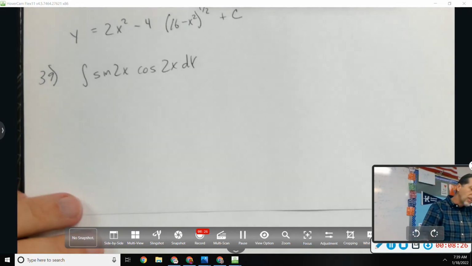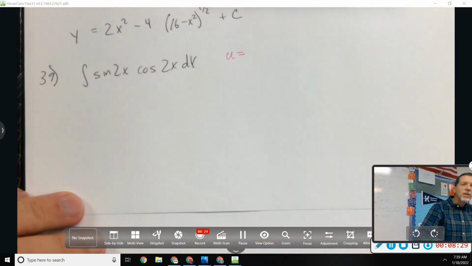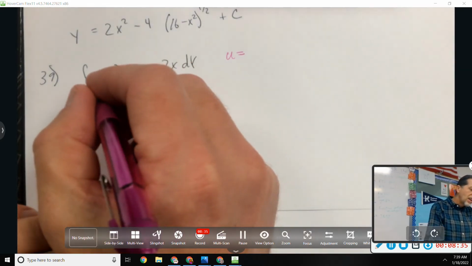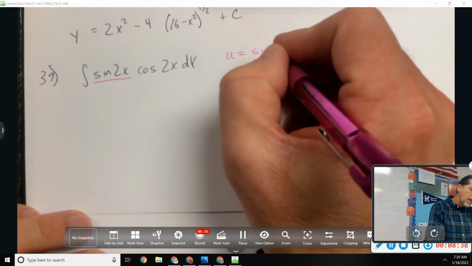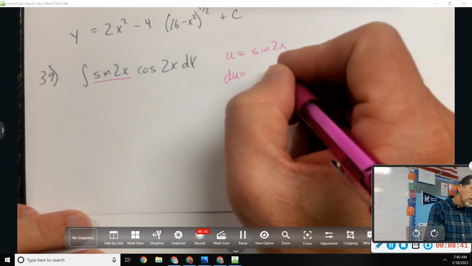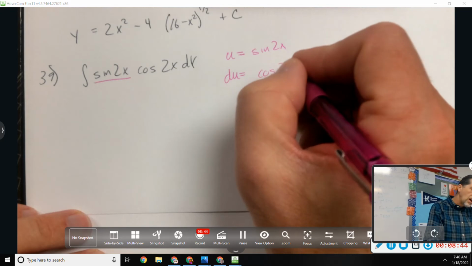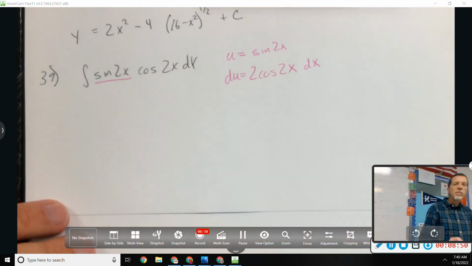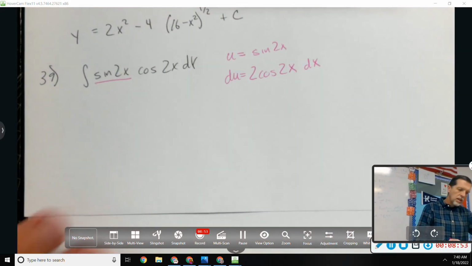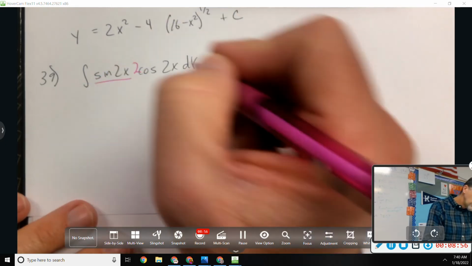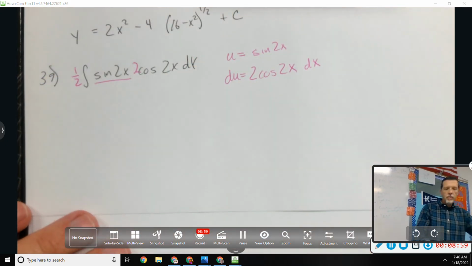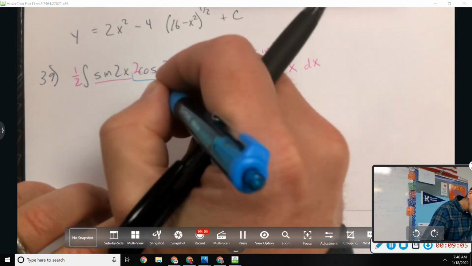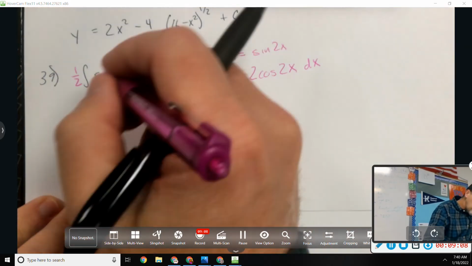And maybe for that reason, it's maybe easier to pick u to be, what do you think would be the better choice? Sine. Because then we don't have any negatives to worry about. So derivative of sine is cosine, although that's not all. You need to multiply it by 2 because of the chain rule. So I need a 2 on there to make that work, but then a 1/2 to keep it legal. So 2 cosine 2x dx. Oh, that's du. Sine of 2x is u.